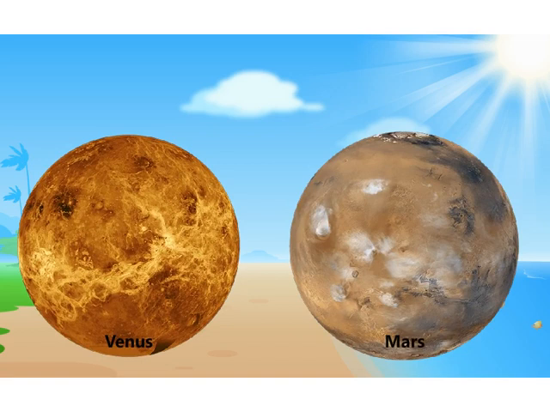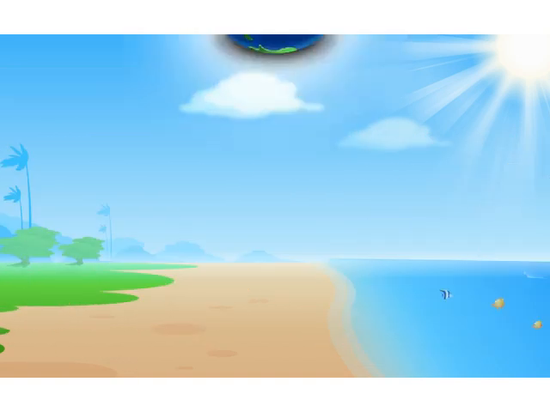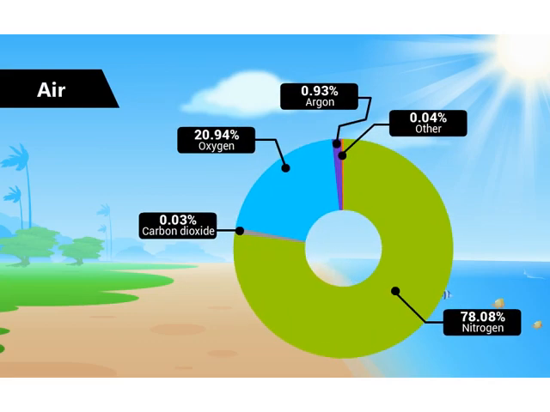That is why planets such as Venus or Mars cannot support life, though they have an atmosphere constituted of 95% to 97% of carbon dioxide. Recall the composition of air in the Earth's atmosphere. Air constitutes some important gases such as nitrogen, 78.08%, oxygen, 20.94%, carbon dioxide, 0.03%, argon, 0.93%, and neon, helium, krypton, xenon, ozone, methane, nitrogen oxides, sulfur dioxide, carbon monoxide, ammonia, etc., 0.04%.